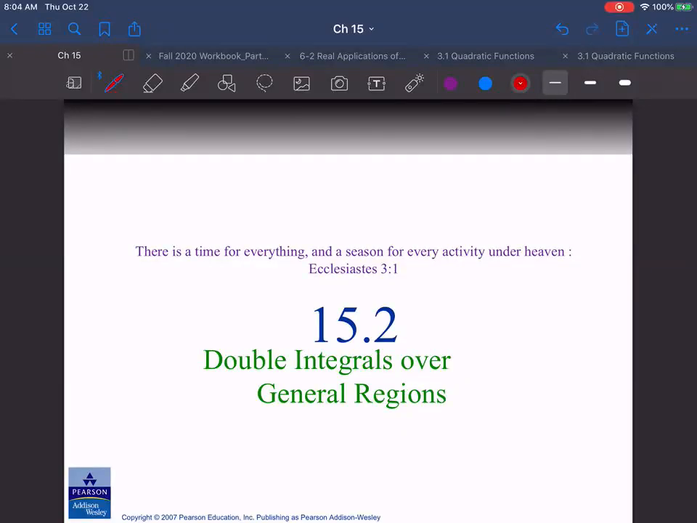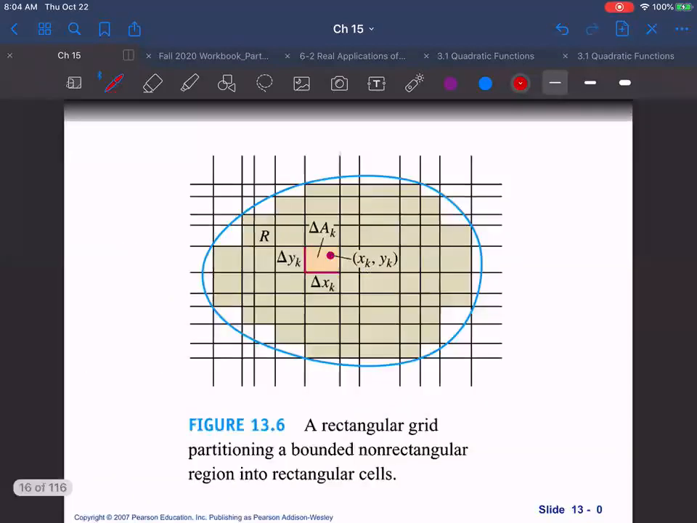All right, we're going to start 15.2 here. We're going to start looking at double integrals over general regions. Previously, we were doing them just over rectangular regions, but now we're going to get more into what happens if it's bound by something more like this, where it's not just a rectangle that we're breaking down, but we're breaking down a general region. The good news is the idea is still just the same.